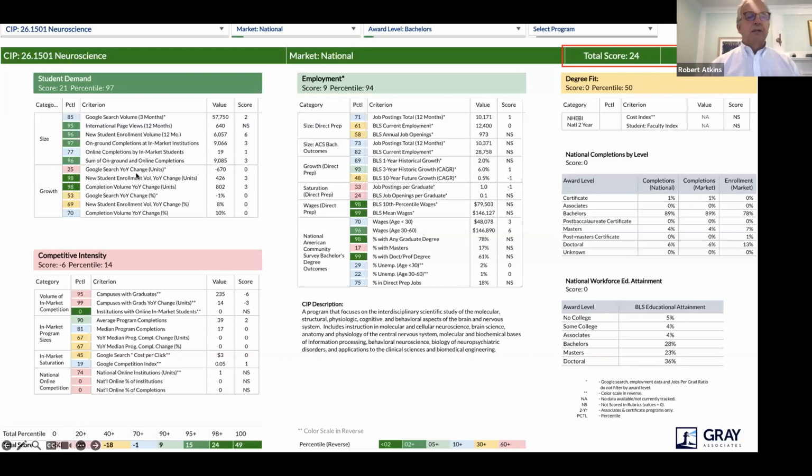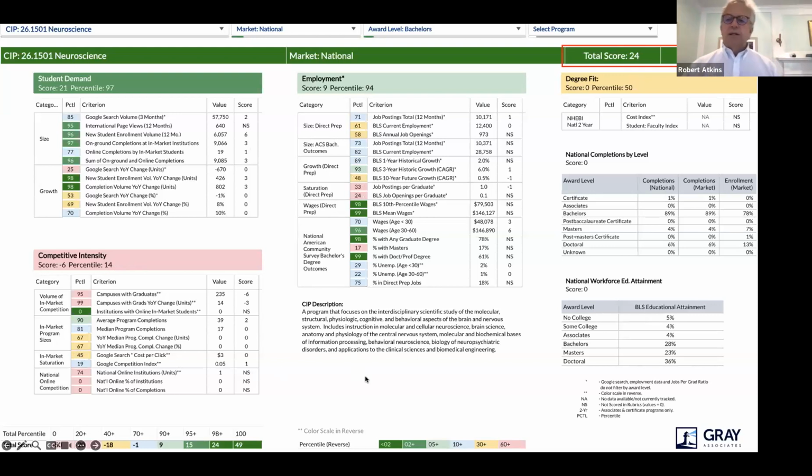Well, Google search is off a little bit. So again, the colors really help. I can see my employment is basically okay in terms of volume, very good on pay, and my competitive intensity is worrisome. A lot of people have it, but my saturation metrics are fine.